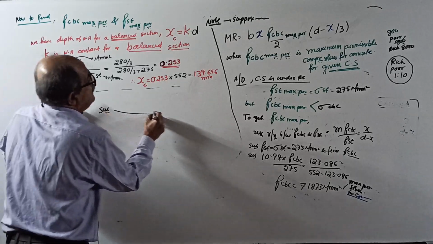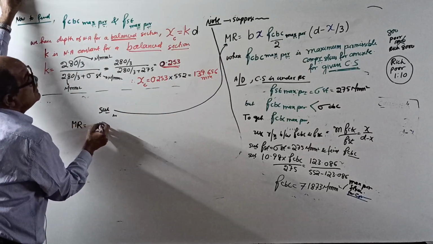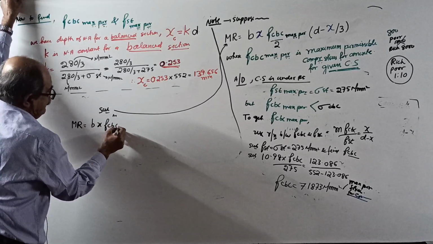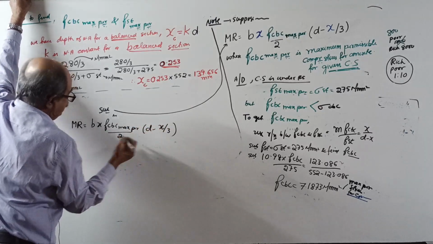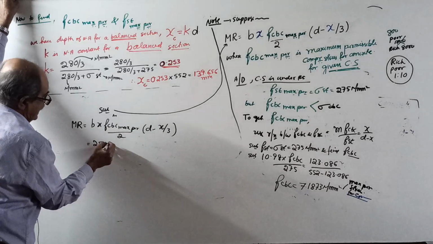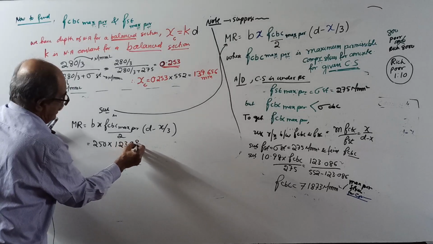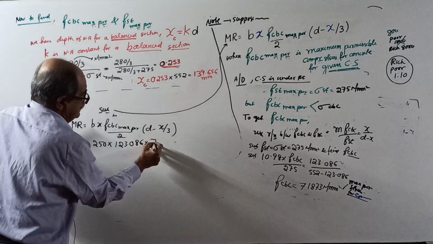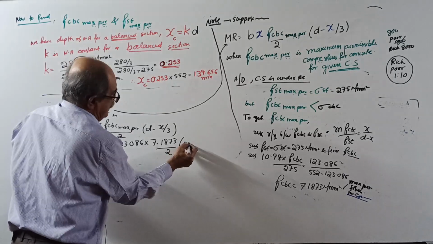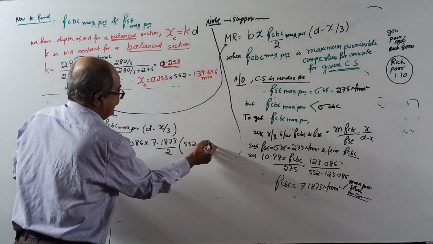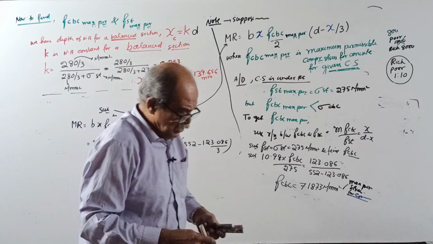Substituting in this equation, MR equal to B X FCBC max permissible divided by 2 into D minus X by 3, equal to 250 into X, where X is 123.086, into 7.1873, divided by 2, into D, D is 552, minus 123.086 divided by 3. Use the calculator. I will also use the calculator.